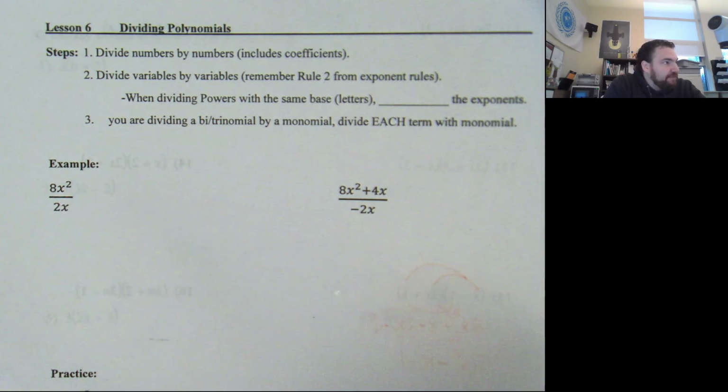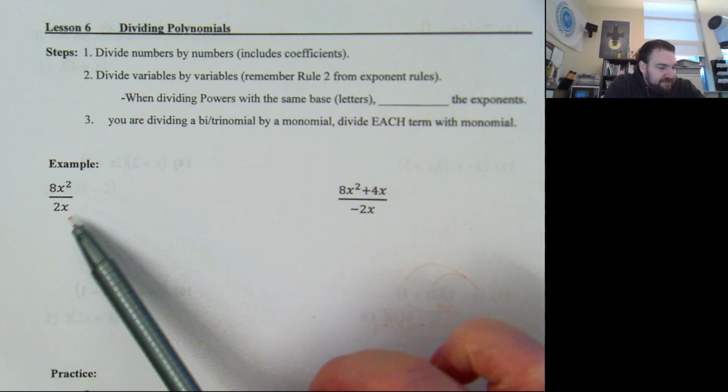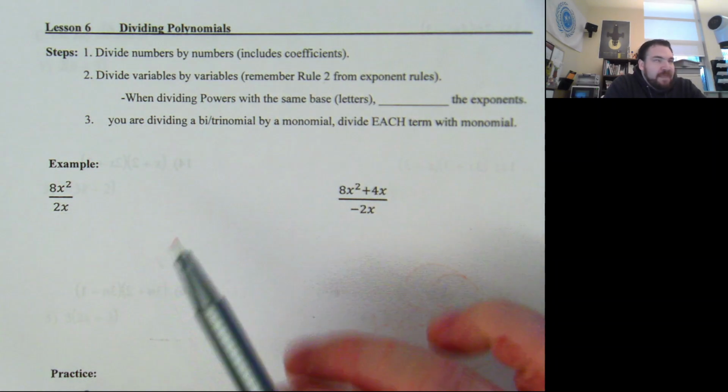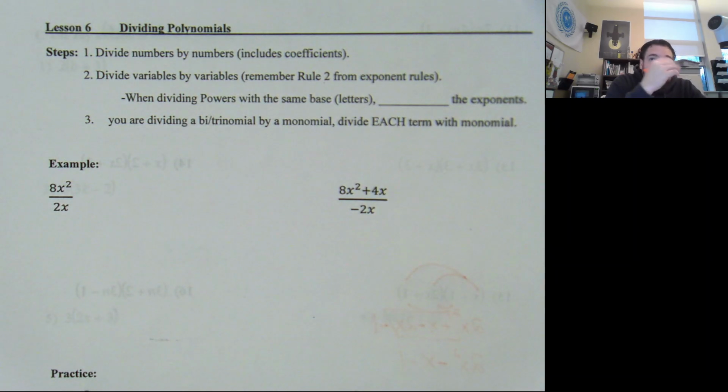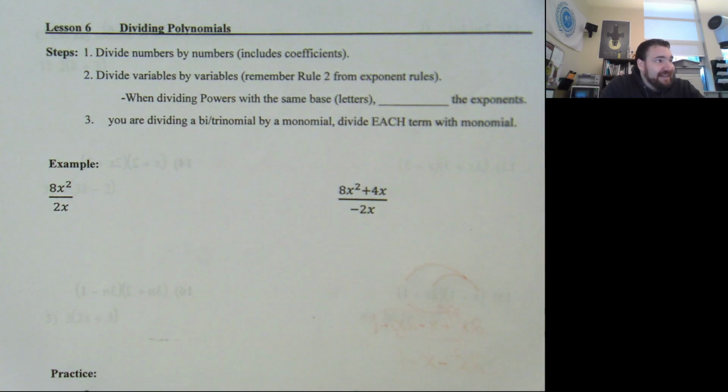Some of you will definitely be able to do this backwards and say, oh, well, because this times 2x is 8x squared, this is what 8x squared divided by 2x is. What I want you to be able to do, though, is use a method, because the questions are going to get that much more difficult. And unless you have a method that you can fall back on each time, you're going to get stuck.